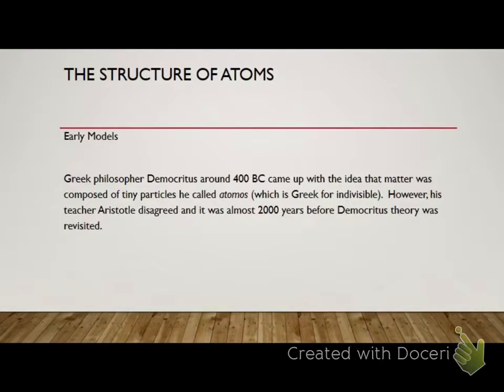So the structure of the atom, the early models. First of all, we had a Greek philosopher named Democritus around 400 BC. He was the first person to come up with the idea of the atom. He called them atomos, which is Greek for indivisible particles. However, his teacher was Aristotle, the famous philosopher, and he disagreed with Democritus. And so since he was the teacher and Democritus was the student, it was almost 2,000 years before his theory was credited. But he is credited as the first person to come up with the idea that all matter had tiny little particles. Okay?